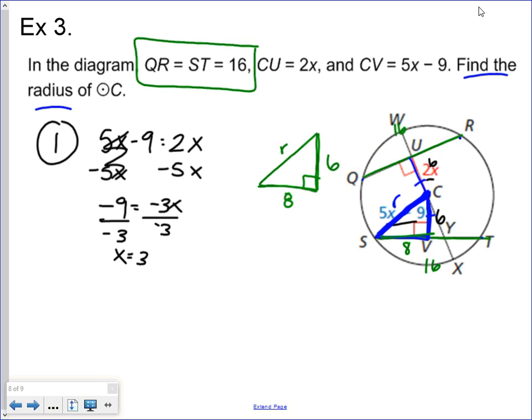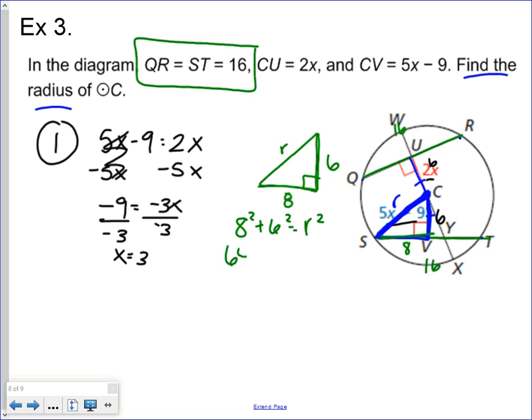So we got a right triangle here. The 6 came from solving for x and then plugging it in. The 8 came from being half of the chord, which is 16. And then your hypotenuse is what we're looking for. So we're going to use the Pythagorean theorem here: 8 squared plus 6 squared equals r squared to solve for the radius.